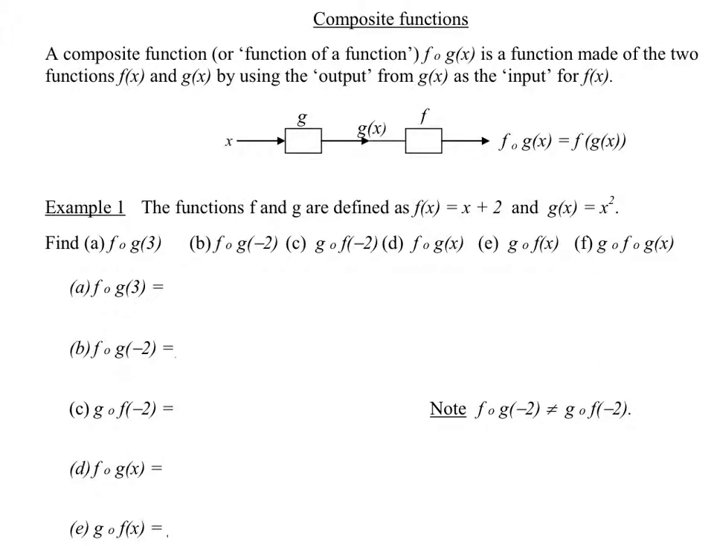Now, as well as adding, subtracting, multiplying and dividing functions, we can also combine functions by having a function of a function. That is, when we put x, for example, into a function machine g, it comes out of that function machine as g of x, and then goes into another function machine so that we get f of g of x. And that's what this notation here is. You see this f with a little circle and then g of x. That means f of g of x.